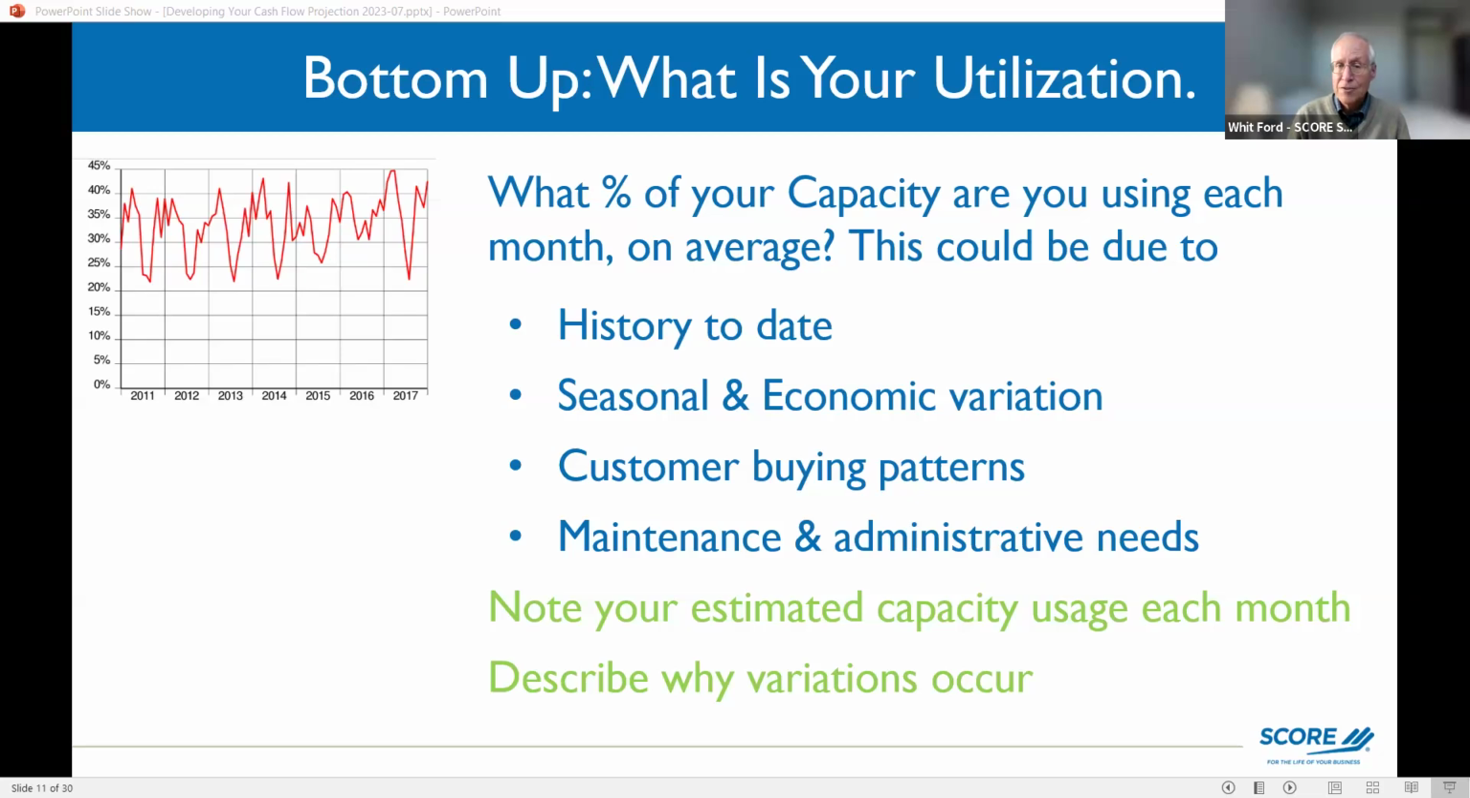Customer buying patterns change, sometimes during the year, sometimes from year to year. That could affect your capacity utilization. You may also have maintenance or administrative needs. Oh, we're going to shut the plant down for a month to make a major upgrade. So your capacity utilization will be 0 during that month. It's important to plan for that as part of your cash flow projection. And do make note in your assumptions section about why you expect your capacity utilization to be varying.